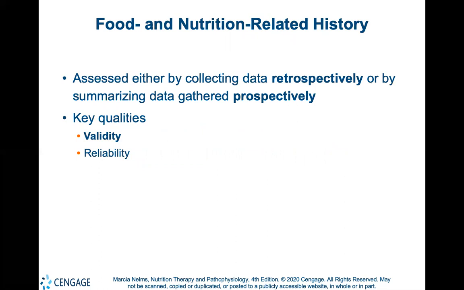Typically, food and nutrition information is assessed by collecting data retrospectively or summarizing data gathered prospectively. All methods have their own strengths and limitations. The accuracy or validity of the information and the reliability of the data depend on the experience and skill of the clinician, the cooperation and accurate reporting of the client, and the type of assessment instrument that is used.